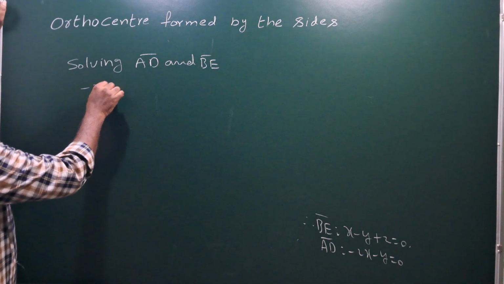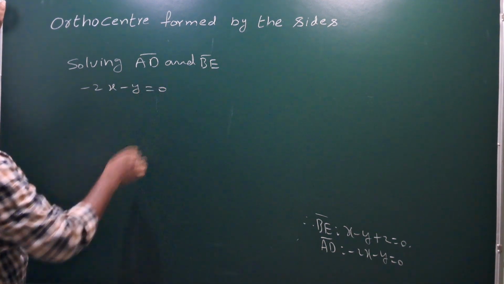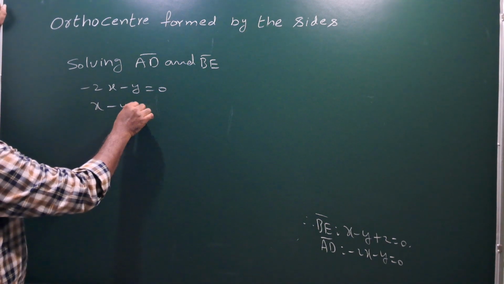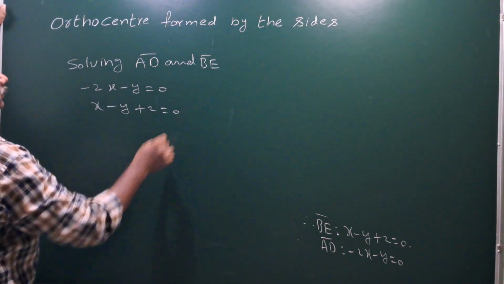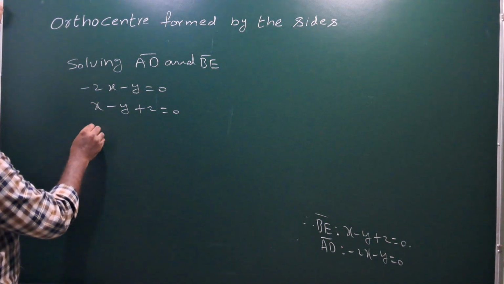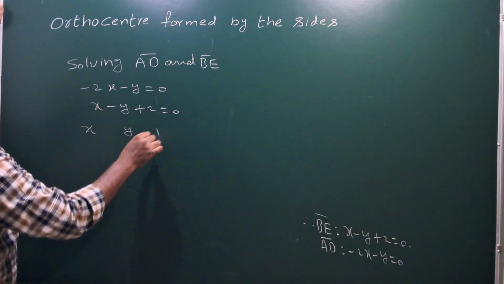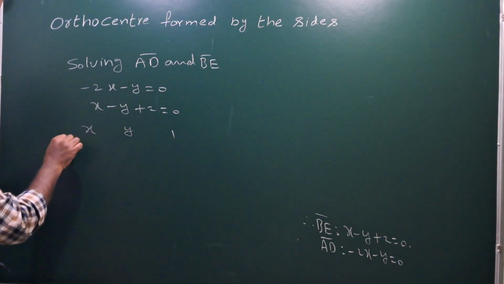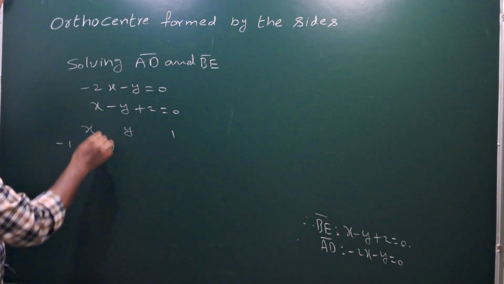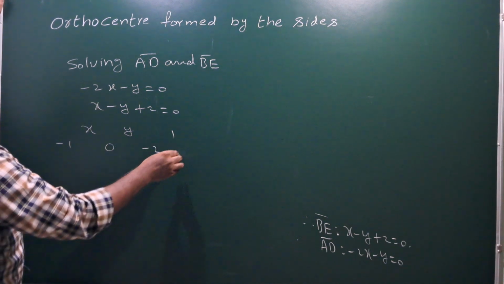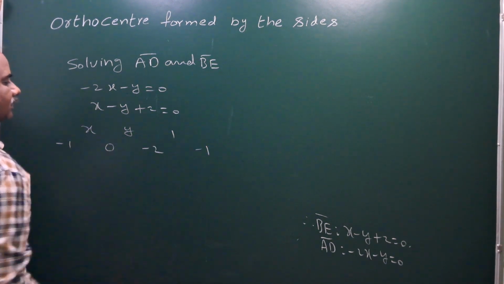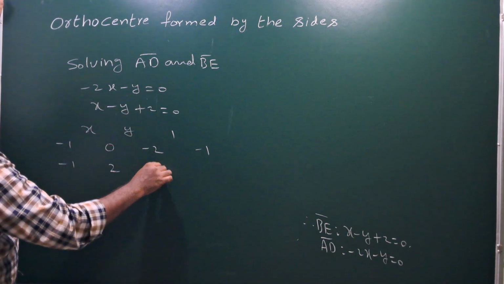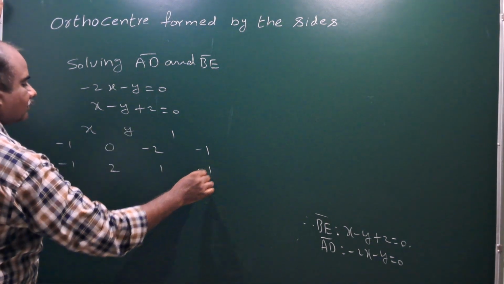So AD means minus 2x minus y is equal to 0. BE means x minus y plus 2 is equal to 0. Okay. So taking the cross multiplication rule, x, y, 1. Here the y coefficient is minus 1. There is no constant term, take 0. The x coefficient is minus 2 and again the y coefficient is minus 1. Here the y coefficient is minus 1, constant 2. The x coefficient is 1 and the y coefficient is minus 1.